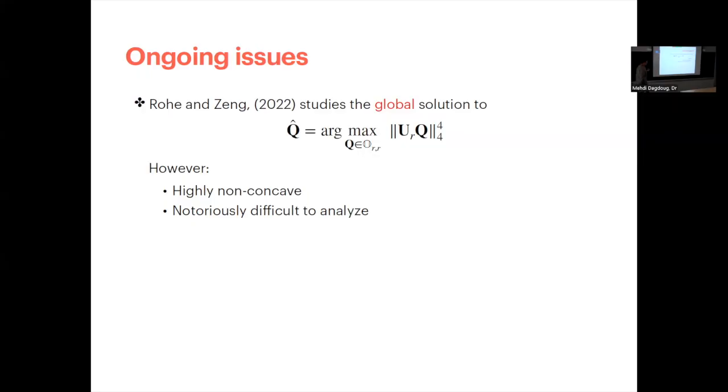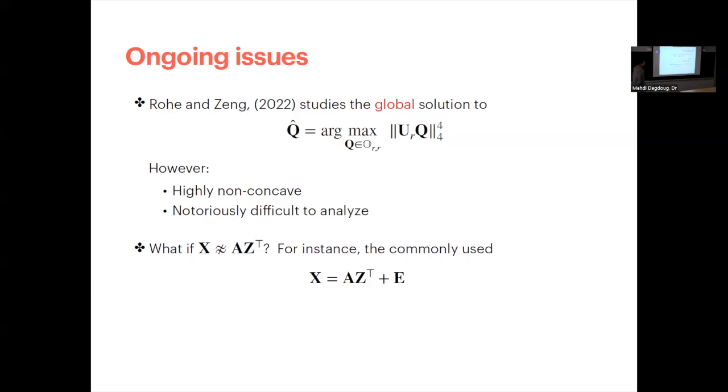There are at least two questions here. First, if you look at this optimization problem, because of the constraint set, Q is in the Stiefel manifold, the set of all orthogonal matrices. This is a highly non-concave optimization problem, and it's notoriously difficult to solve and to analyze. So there is a big gap between the estimator they try to analyze, Q hat, versus the actual one they can compute in practice. And the second question is, what if your data is not approximately low rank?